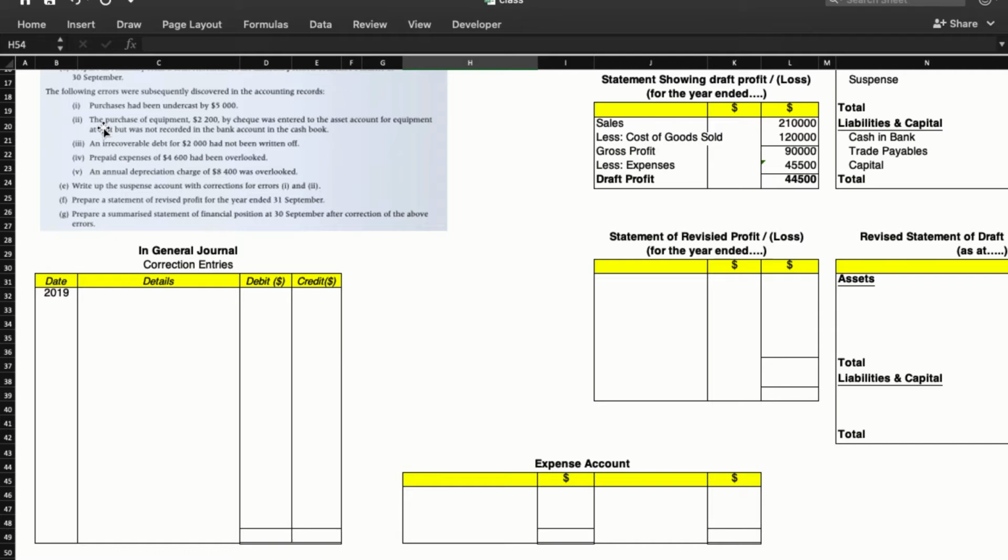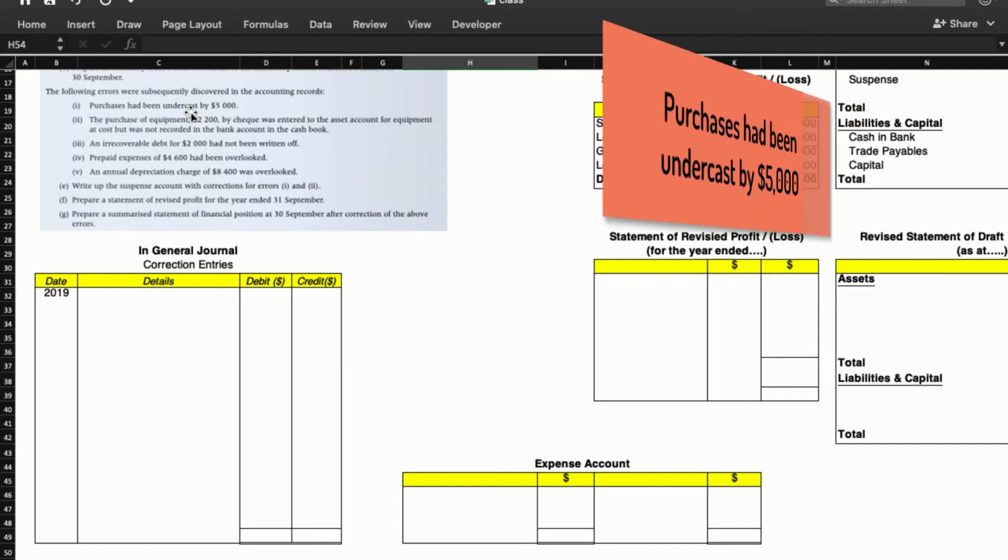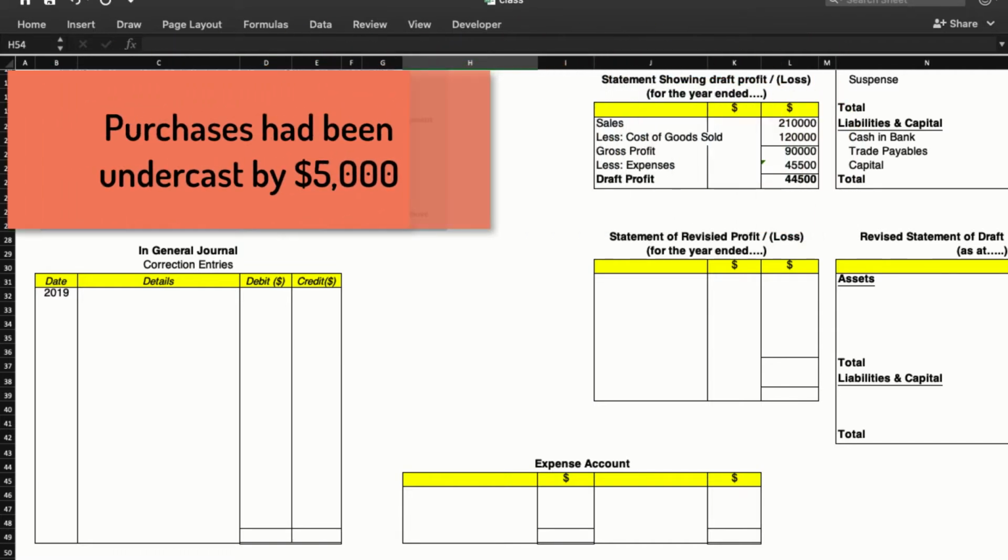So the first error given here is purchases had been undercast by $5,000. So what we have to do is increase the purchases account, because the purchases account had been undercast by 5,000. To increase the purchases account, we need to debit it, because purchases is an expense account, and to increase an expense, we need to debit the expense account. That's why we need to debit the purchases account.